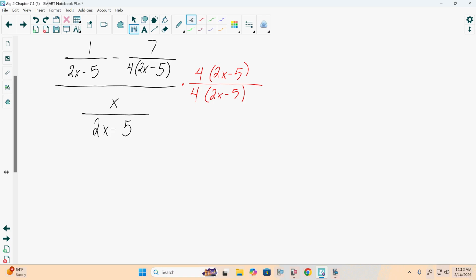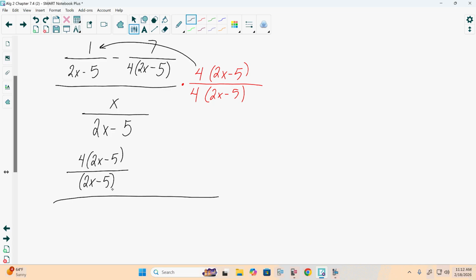Because as we multiply this through, on top, our first fraction, our 1 times 4 times 2x minus 5 is, well, 4 times 2x minus 5 over 2x minus 5. Minus 7 times 4 times 2x minus 5 over 4 times 2x minus 5. Questions on how we multiply through the top?